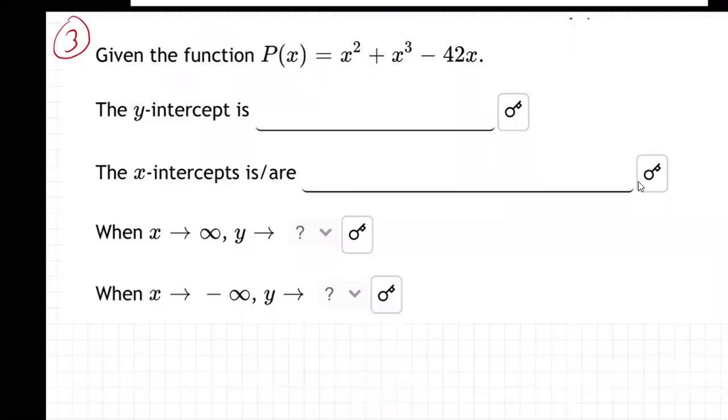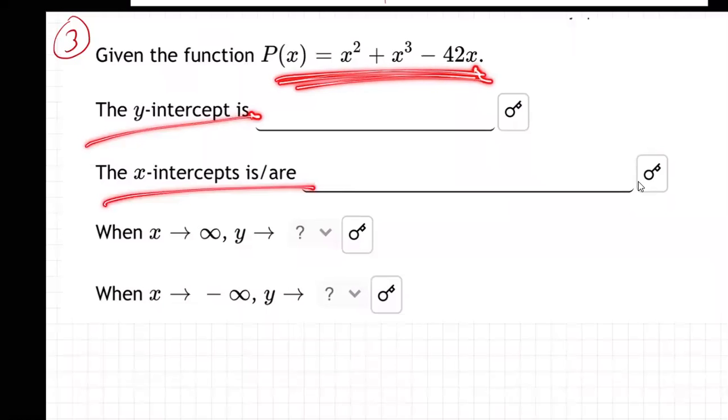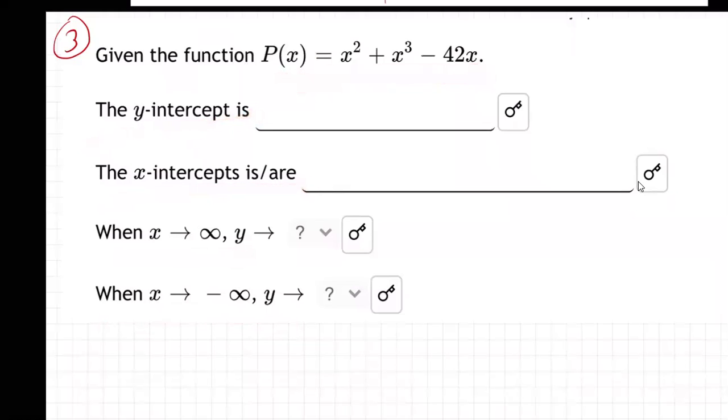All right, number 3. So yeah, this is actually a good one. It's a tough one, a good one to spend time thinking about, being careful. They give us this function right here, and they want us to find the y-intercept, the x-intercept, and what happens as x goes to infinity and negative infinity. Well, we talked about earlier how you find x and y-intercepts.